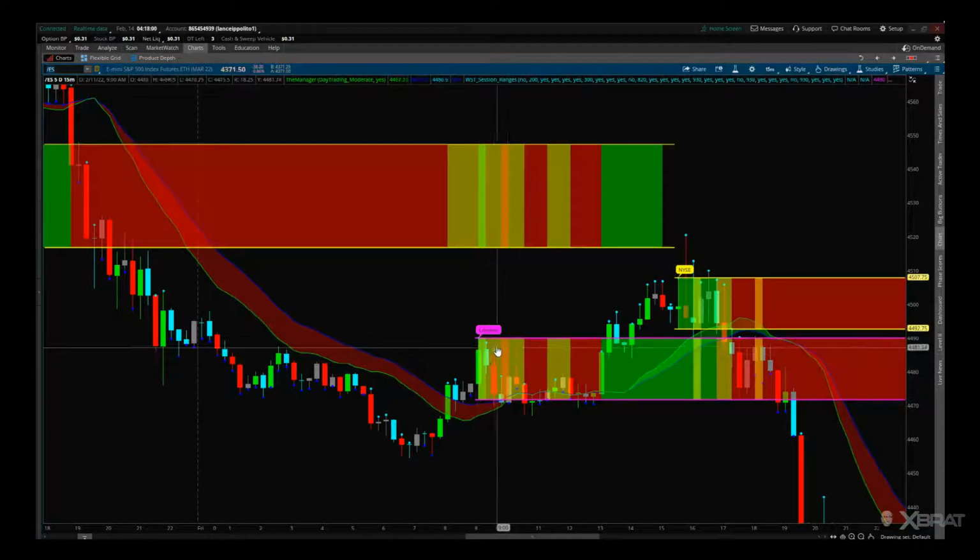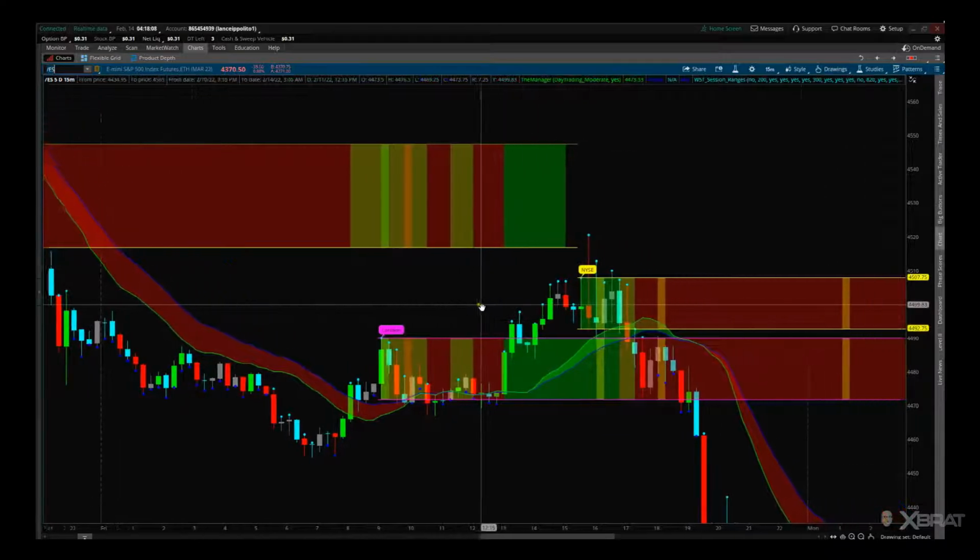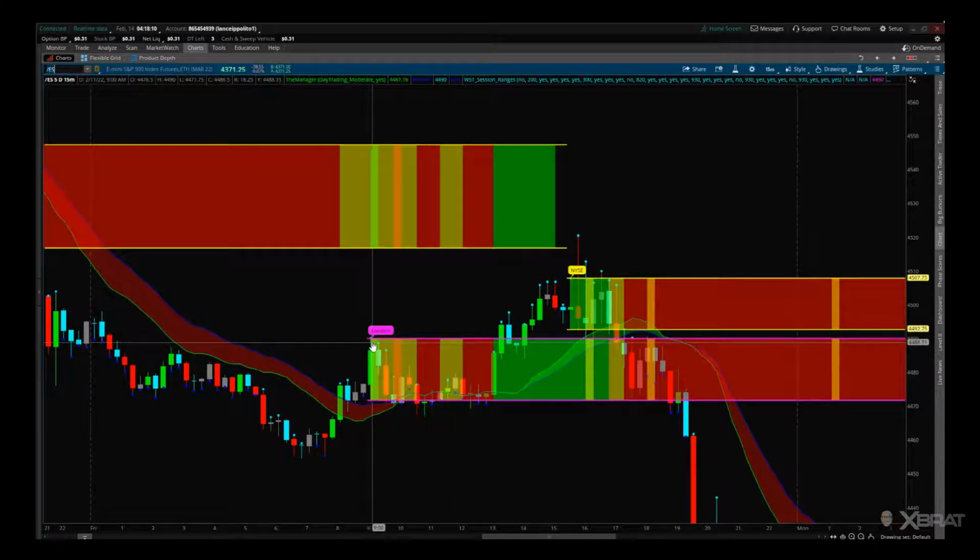We don't get it. We get what we call a candy stripe here. We're getting red, yellow, green, red, yellow, but all of a sudden then that original open range, remember, was green. We go green again here on this candle. The next candle breaks out.